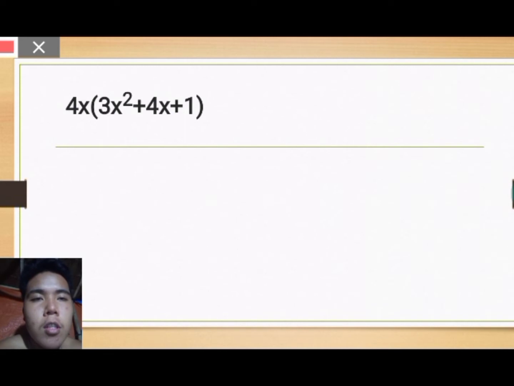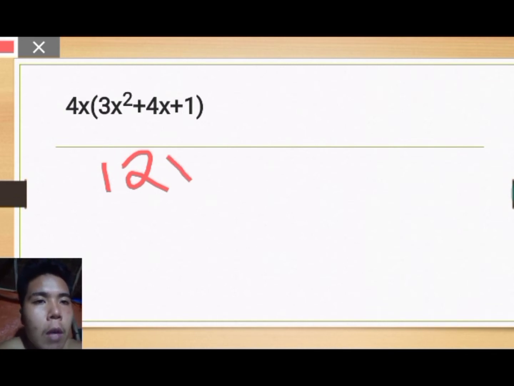So in this case, 4x times 3x squared, we have 12. Then again, you add the exponents. We have an exponent of 2, and in the 4x we have an imaginary exponent of 1. We copy the x, then the exponent is 2 plus 1, so we have 3. So we have 12x raised to 3.